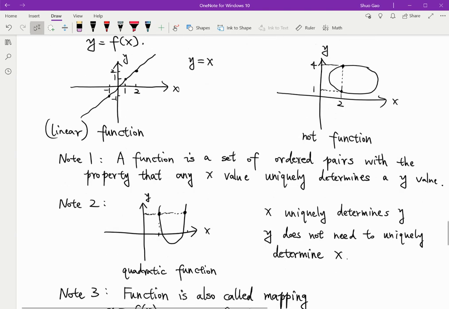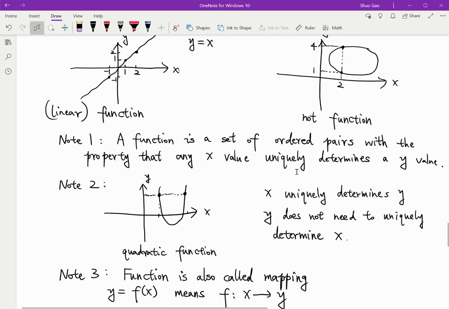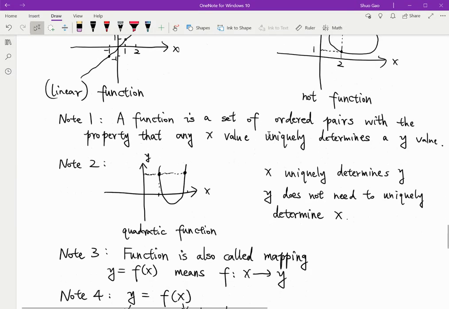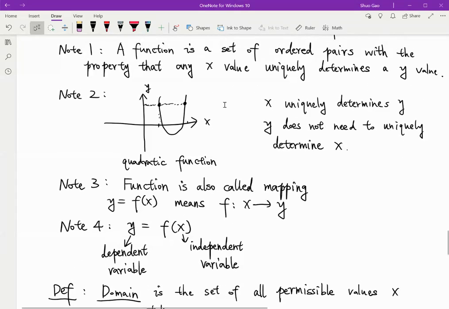And here are several notes. Note 1: a function is a set of ordered pairs with the property that any x value uniquely determines a y value. So this note is just another kind of definition of function, the same thing as the definition here. And the keyword here is uniquely determines. So given an x, there's only one y value that can be determined by x. So this is a definition of a function.